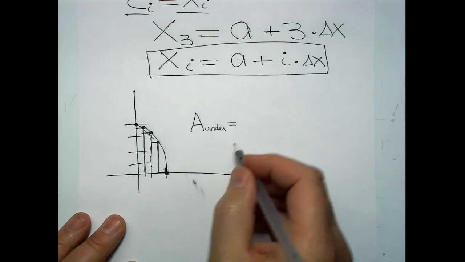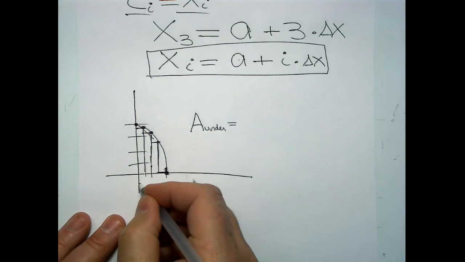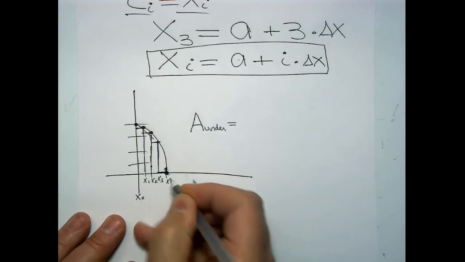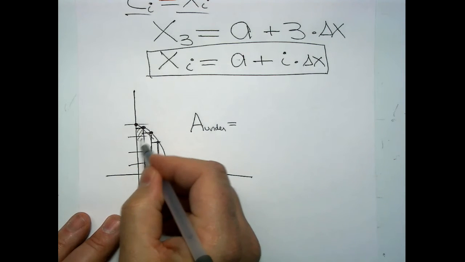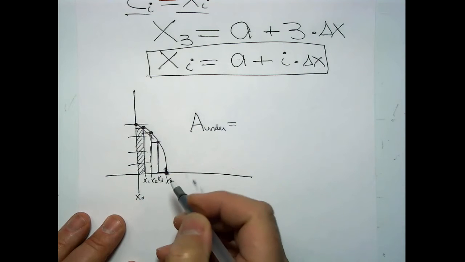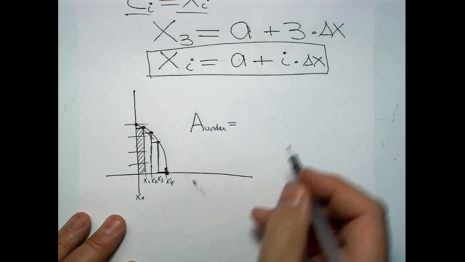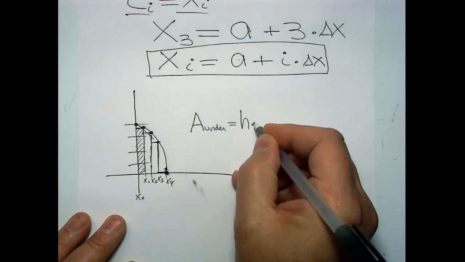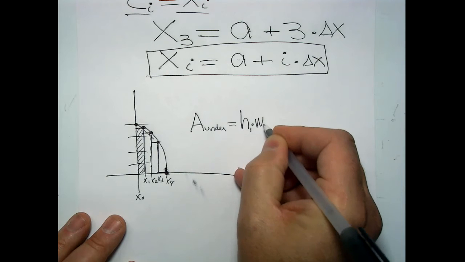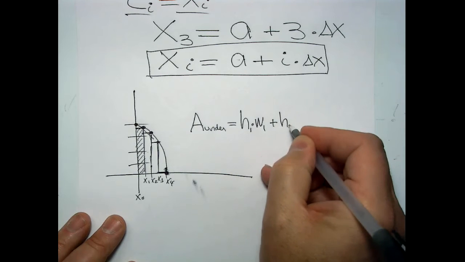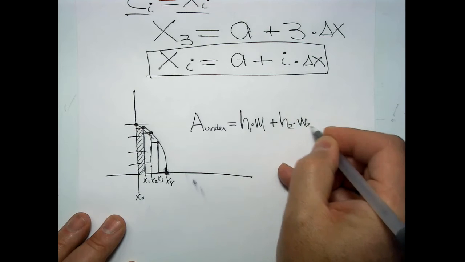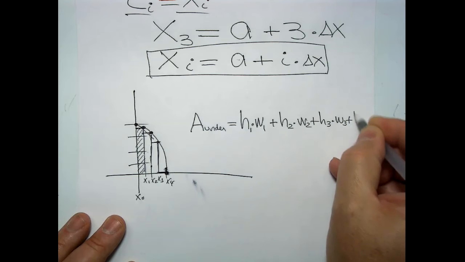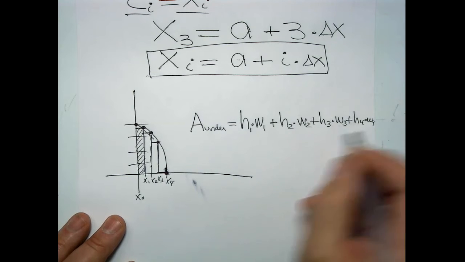The underestimate is equal to, well, let's see here, x0, x1, x2, x3, and x4. What did I do here? I calculated the area of each rectangle. Let's start with the first rectangle. The first rectangle had a height and a width. The second rectangle had a height and a width. The third rectangle had a height and a width. And finally, the last rectangle had a height and a width.